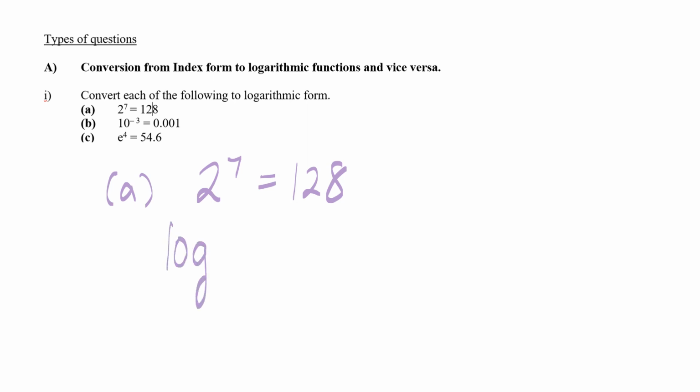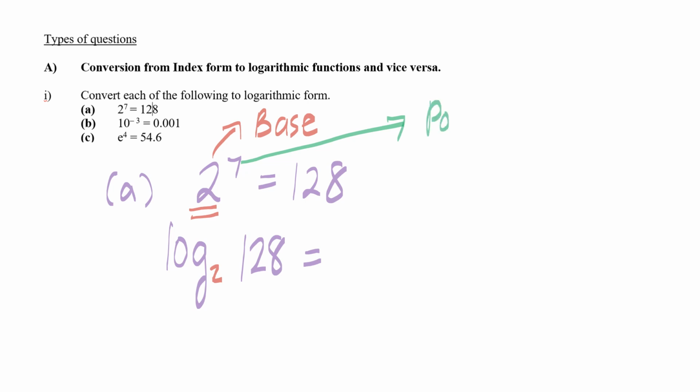Then you go back to your index form and identify the base. So 2, this is your base. A log will need to have a base. Every log will need to have a base. So in this case, this will be log base 2. Once you have done that, the next thing is we have to fill in the rest of the numbers. The 128 will go after your log base 2, and then your power, or your index, your exponent will become your answer.